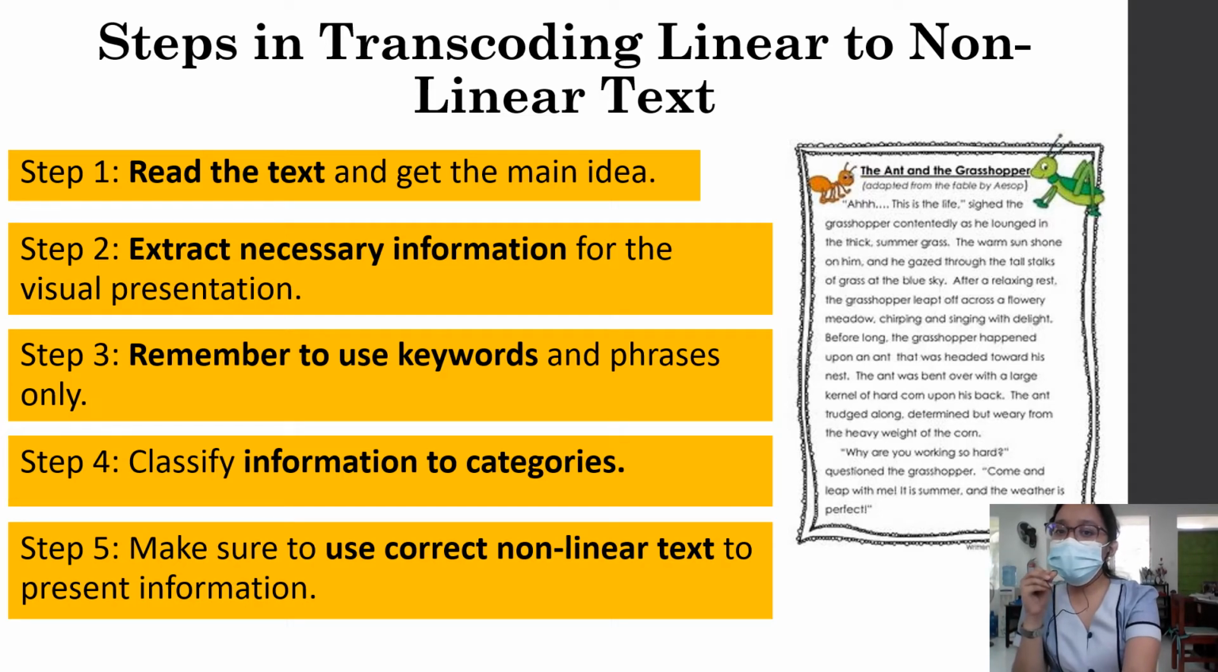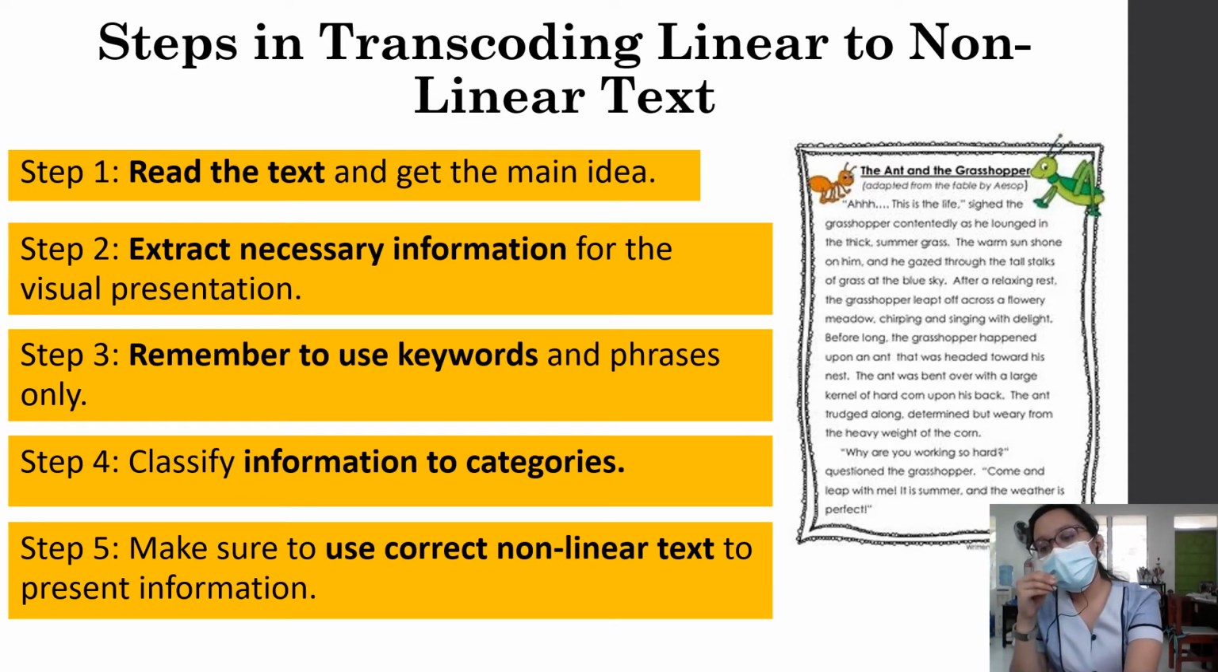So we don't just create or think of a non-linear text the way we want to. So there is an appropriate non-linear text to be used. So no, it doesn't work like that, okay, I want a Venn diagram here. There is a specific use for each type of non-linear text or each type of diagram. They are different. Ma'am, what are the differences between them?